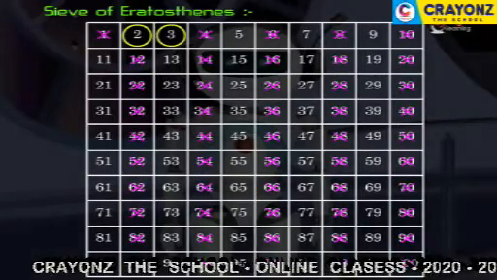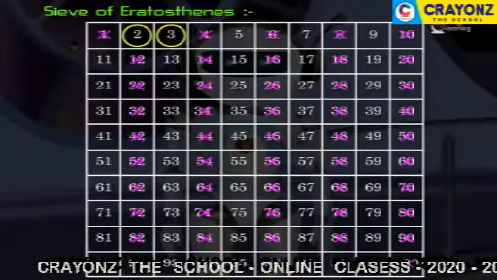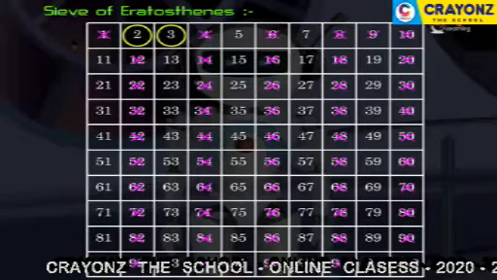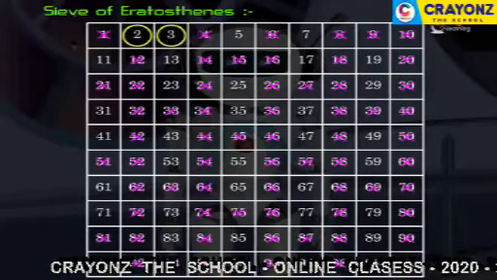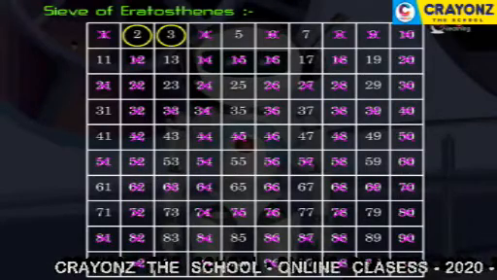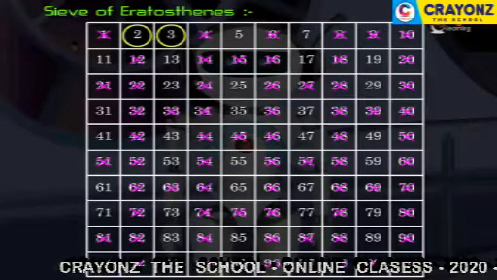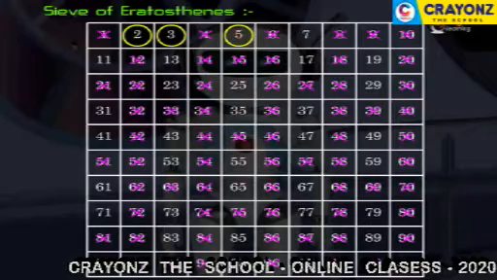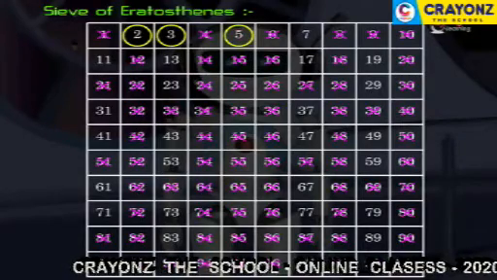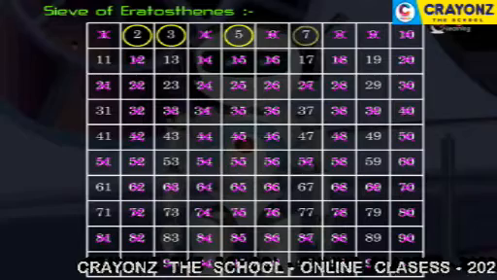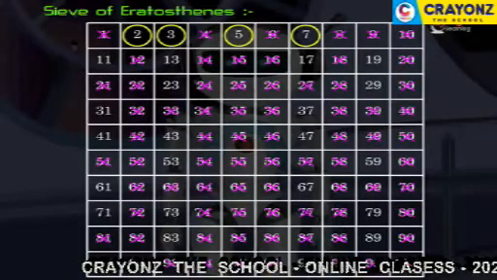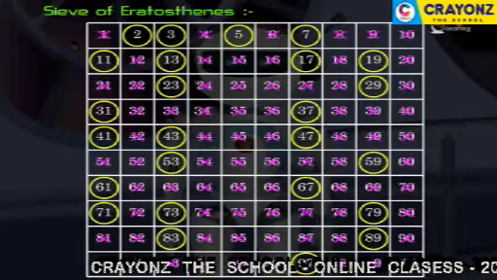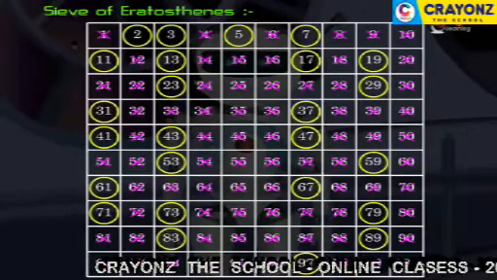Now, circle the next prime number 3 and cross out all the multiples of 3, that is 3, 9, 15, etc. There is no need to cross the numbers which are already crossed. Now, our prime number is 5. Circle it and cross the multiples of 5. Similarly, circle 7 and cross the multiples of 7. Now, circle the remaining numbers. The numbers which are circled are prime numbers.